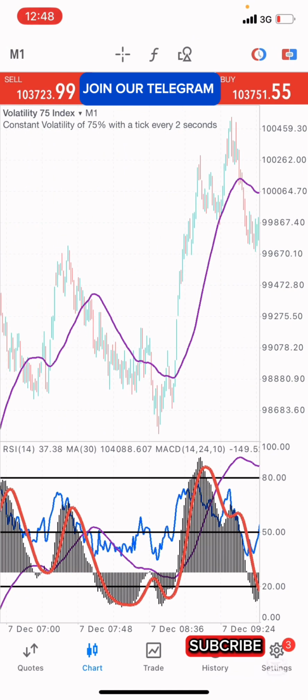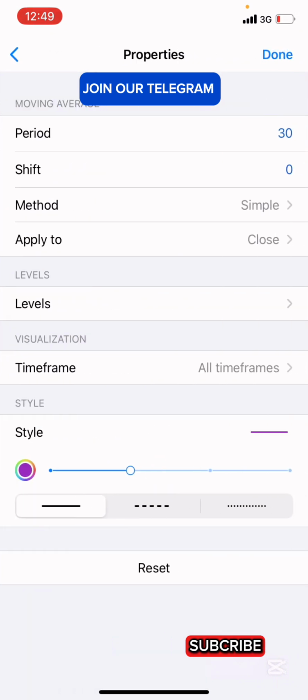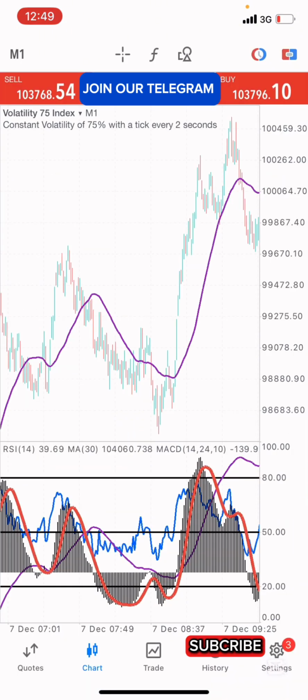All right, now first of all, I'm going to start with telling you guys the parameters for this strategy. So we'll go over to the parameters for the indicators. I currently use on the main window the moving average, period 30, shift 0, the method is exponential, you apply to close. For the style, 2 pixels with color purple, then this first straight line here, then you click on done.